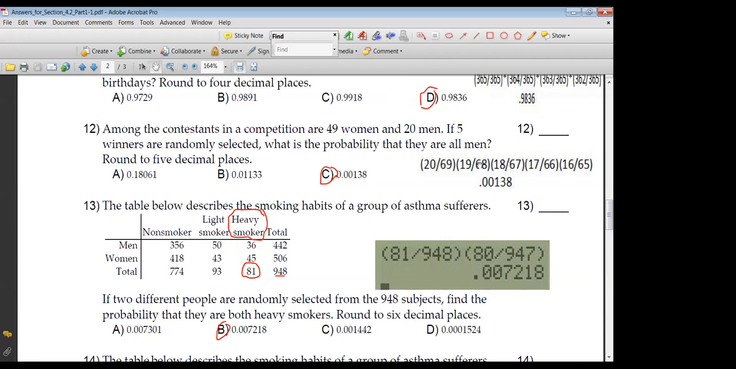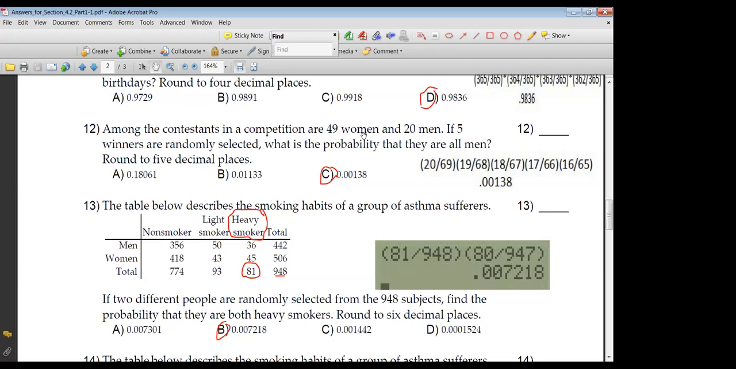I'm picking five winners. What's the probability that they're all men? Well, first time out, there are 20 men out of a total of 69. I pull that man out of the crowd. Guess what? There's only 19 men left out of a total of 68 people. I pull him out. There's only 18 guys left out of a total of 67, favorable over total. Then it's only 17 guys out of 66 total. And finally, there's only 16 men left out of a total of 65. All right, dependent events.